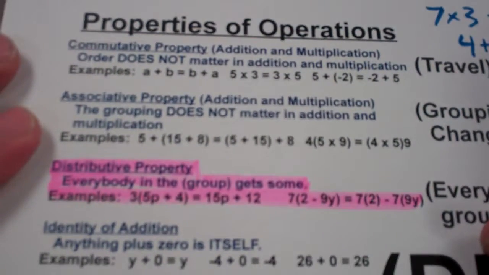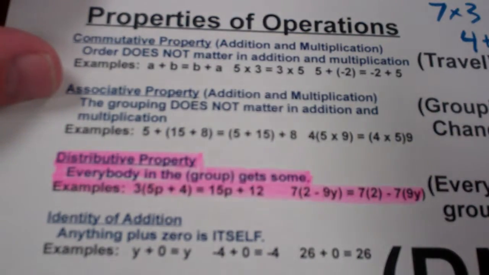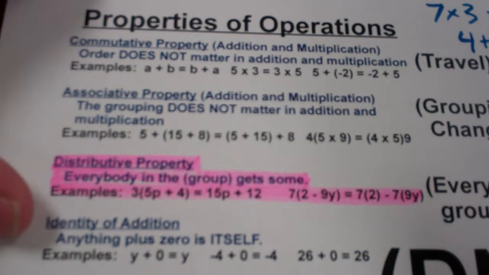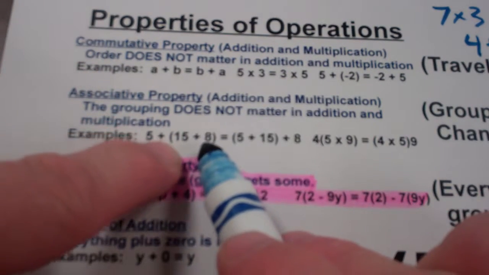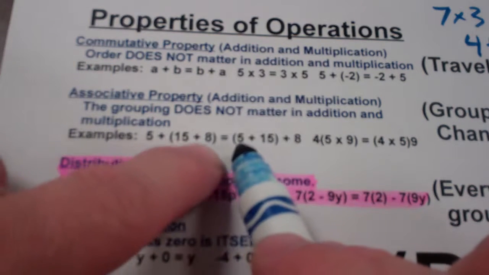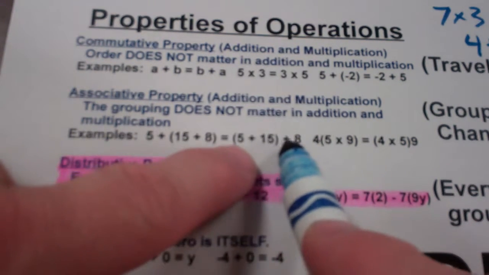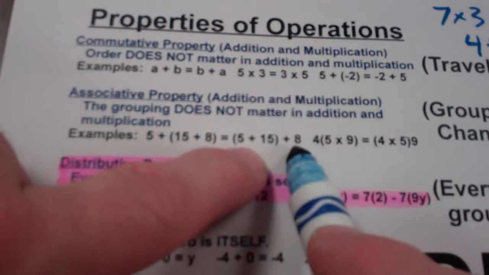The associative property. I think about the root word being associates, which is your group. The associative property states that in addition and multiplication, the grouping does not matter. So, if you notice this problem here, I have 5 plus a group of 15 plus 8. That is the same thing as if I were to not change the order, 5, 15, 8, but now I put 15 and 5 in a group together and leave 8 on the outside.